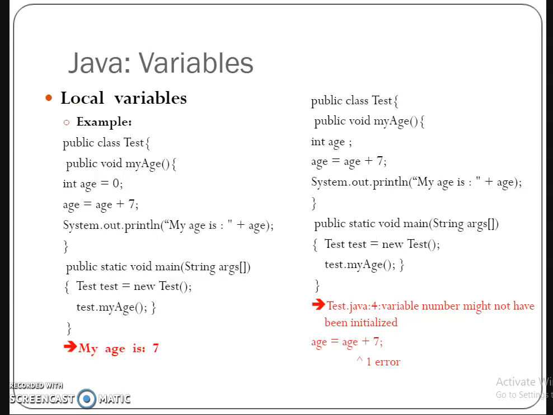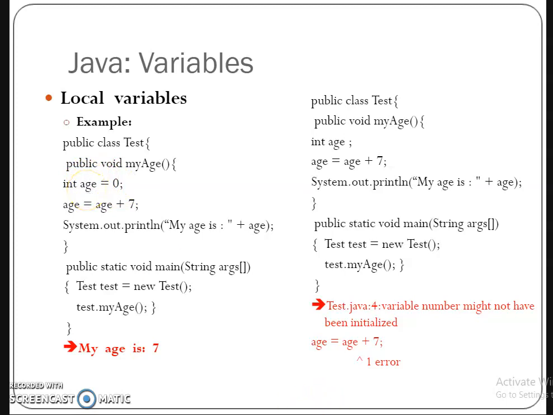In this example, you can see the concept of a local variable and how it will execute. Here in this class Test, a method myAge is used. In that method, the variable age is declared within the method myAge. So this is called the local variable. You have to initialize a value for the local variable, so here 0 is initialized to this local variable age.